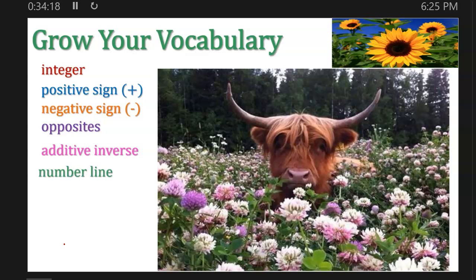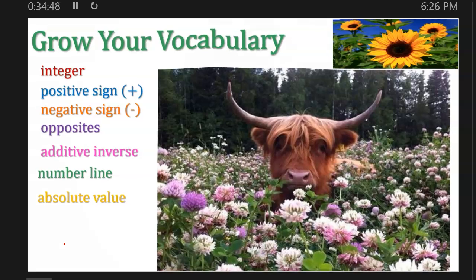Number lines are how we can learn how to use integers. To the right of a 0 on a number line is your positive numbers, and to the left of the 0 on your number line is the negative numbers. Absolute values are the distance a number is away from 0. Absolute values are never positive or negative. Or actually, they're technically all positive, I should say, but the sign is not taken into consideration. It's just the distance from 0.